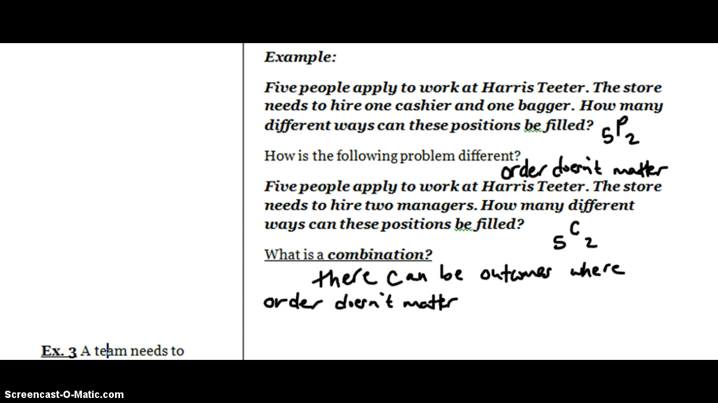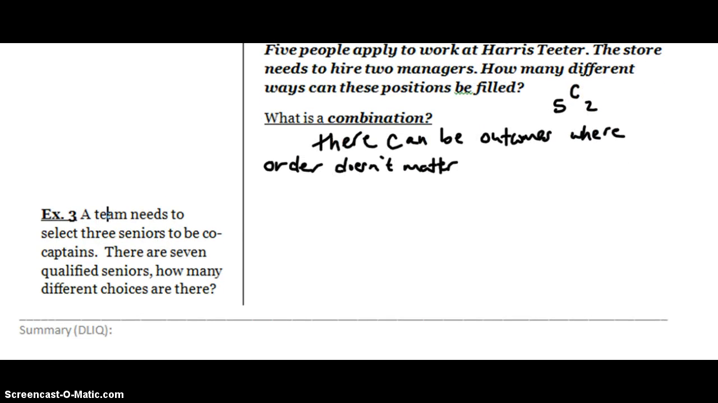And let's take a look at this example 3 and also the combination formula. So here, a team needs to select 3 seniors to be co-captains. Since they're all going to be the same job, the order doesn't matter. We're just going to pick 3 out of the top 7 seniors. If you're a co-captain, it would be different if we were looking at the seniors becoming president or vice president or secretary. That order does matter. But here, they're all going to fill the same job of co-captain. So order does not matter.